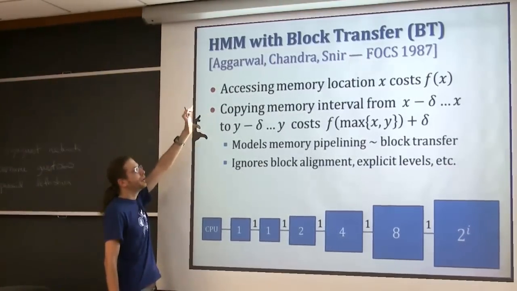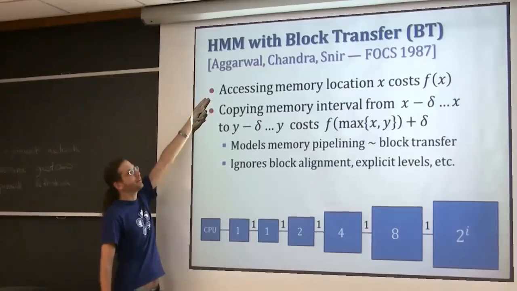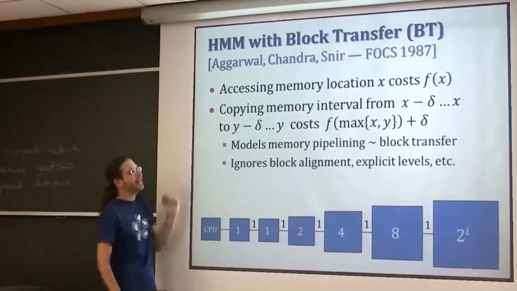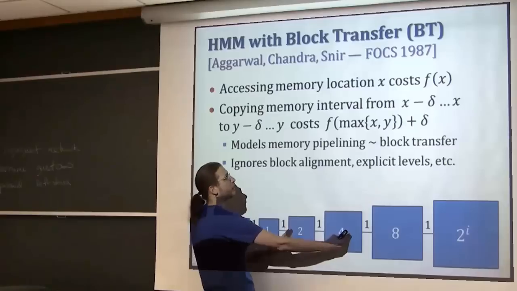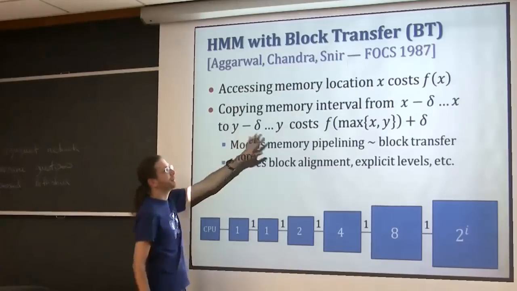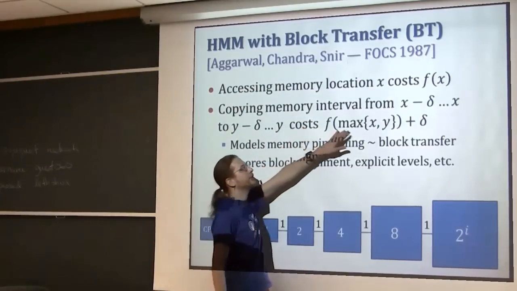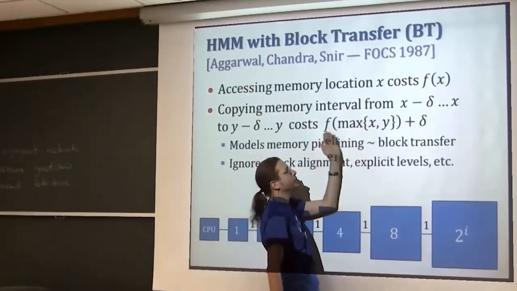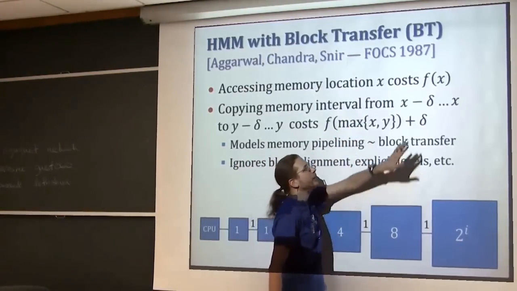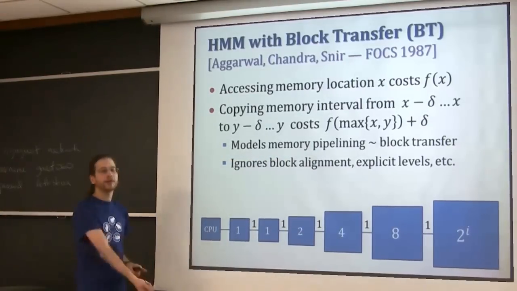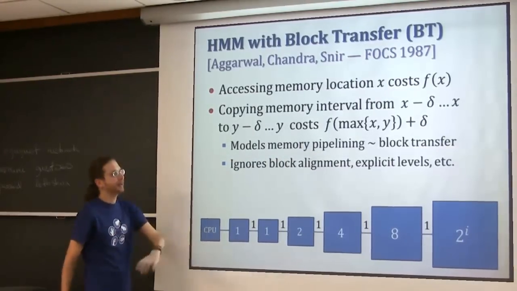So you have the old thing, accessing x costs f of x, but now you have a new operation, which is I can copy any interval, from x minus delta to x, and I can copy it to y minus delta to y. I pay the time to seek there, f of max of x and y, or you could do f of x plus f of y, doesn't matter. And then you pay plus delta, so you can move a big chunk relatively quickly. You just pay once to get there, and then you can move it.